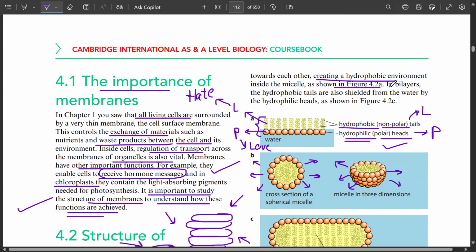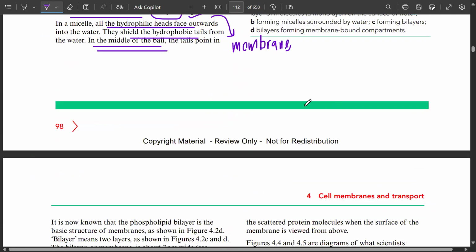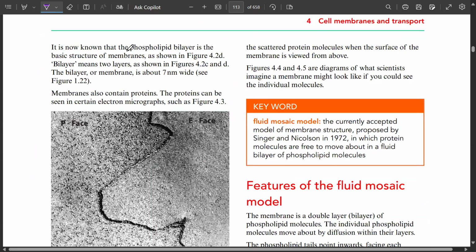In bilayers, the hydrophobic tails are also shielded from the water by hydrophilic heads, like you can see in all of these diagrams. So it is now known that the phospholipid bilayer is the basic structure of the membrane. And bilayer means two layers, as shown in all of the figures above.